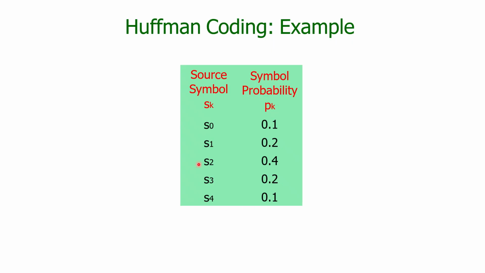So here is the Huffman coding. Suppose these are the source symbols S0 to S4, and here are the probabilities: 0.1, 0.2, 0.4, 0.2, 0.1. So step 1, what are we going to do? First of all, we will arrange these probabilities in decreasing order. On the top we will keep the 0.4, right? And then 0.2, and then further the 0.1 will come back here. So we'll arrange in that manner.